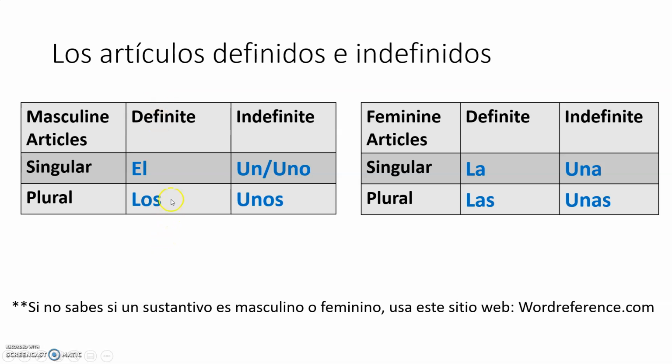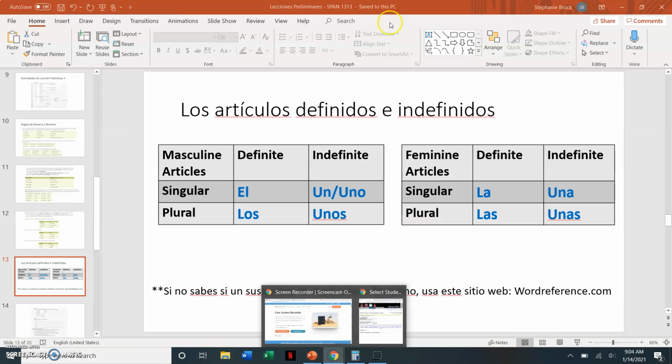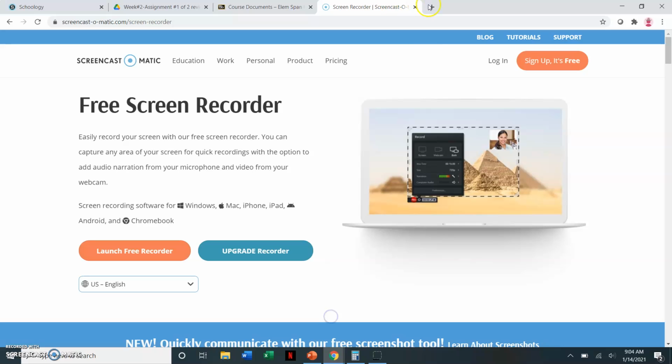So for the definite, it means the, and for indefinite, it means a or some, right? For example, un muchacho, like a boy, and unos muchachos, right? A boy or young man. If you're having any trouble understanding si un sustantivo or a noun is masculine or feminine, I suggest to use wordreference.com. And I'm just going to show you there what you will use.